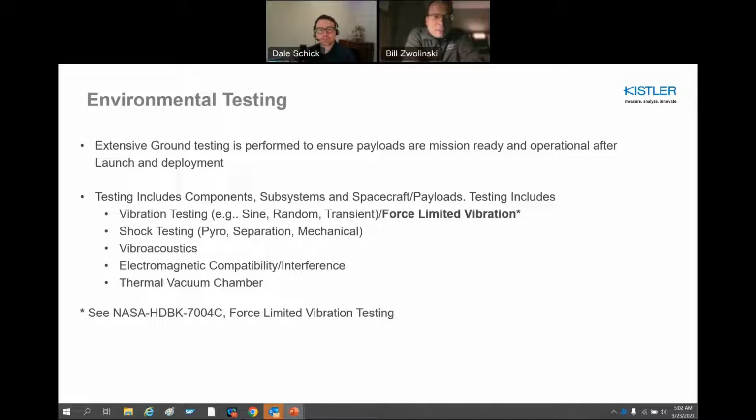Such testing includes subsystems, components, and spacecrafts and payloads. Certainly vibration testing, everything from sine, random, and transient, could be modal analysis, force limiter vibration, shock testing, vibroacoustics, electromagnetic testing, and also thermal vac testing as well.